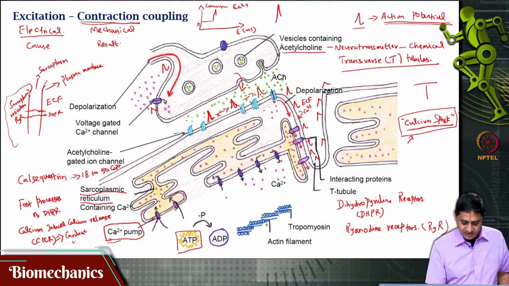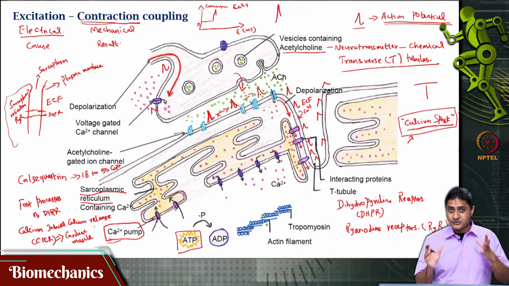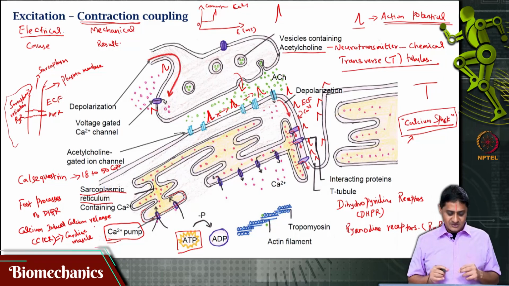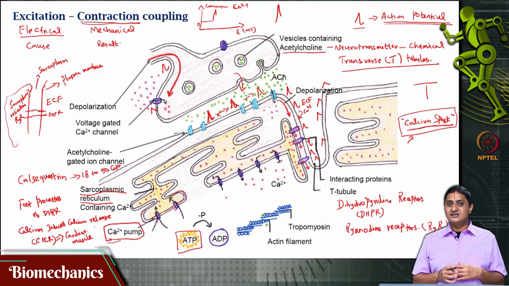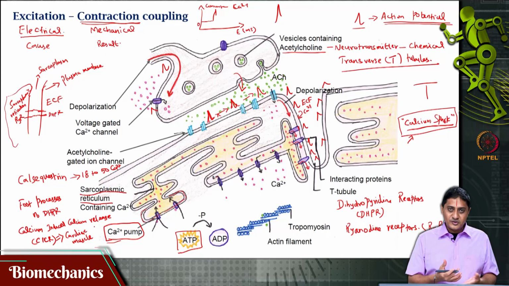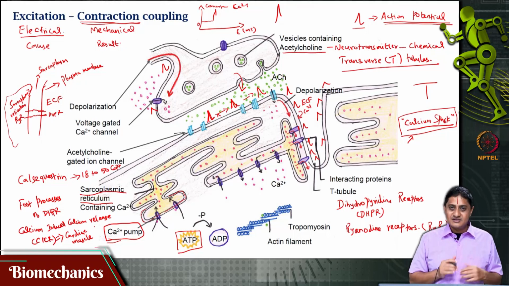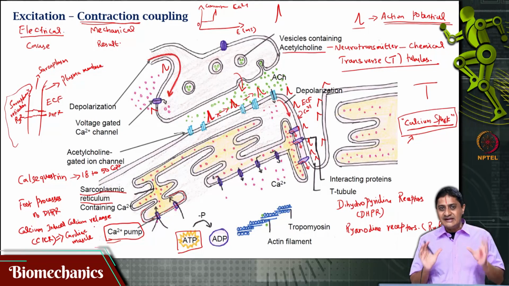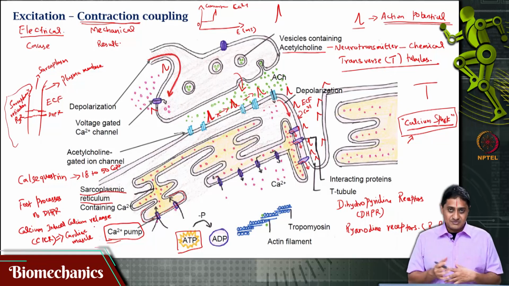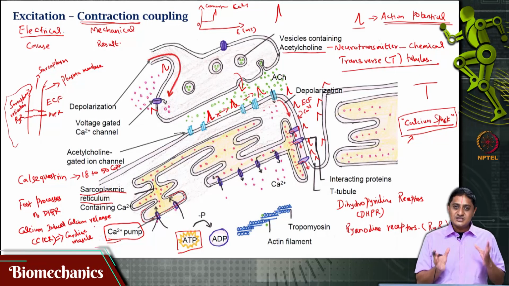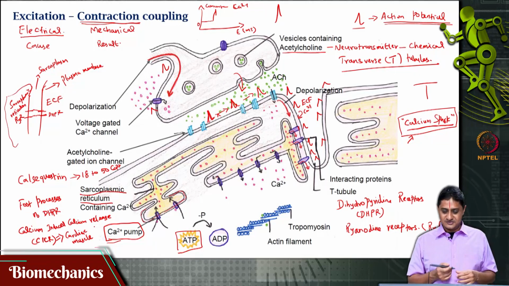Slightly different from the focus of this course. We are interested in the skeletal muscles. CICR is something that is more pronounced in the cardiac muscle. That does not mean that it does not happen in the skeletal muscle. In the skeletal muscle, the most important mechanism by which this calcium is released is through the interaction of the DHP receptors and the ryanodine receptors. Okay.